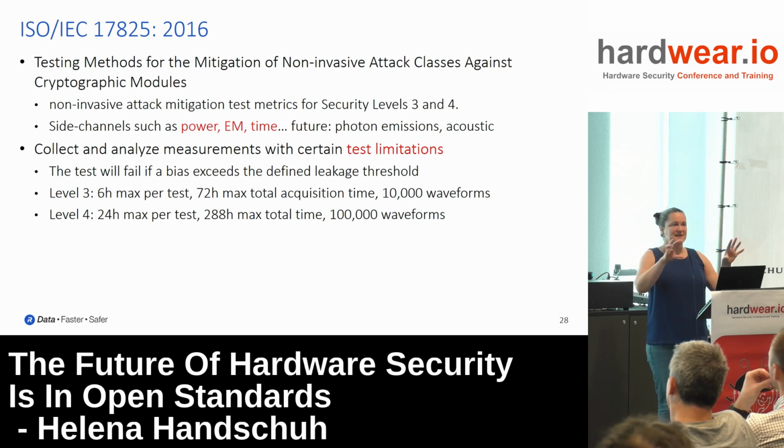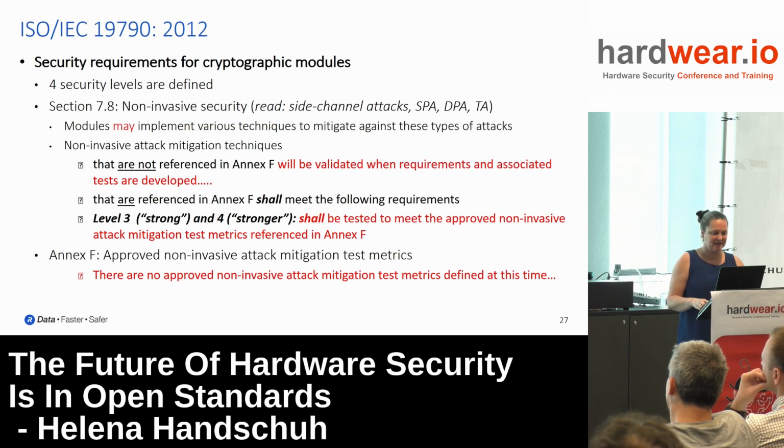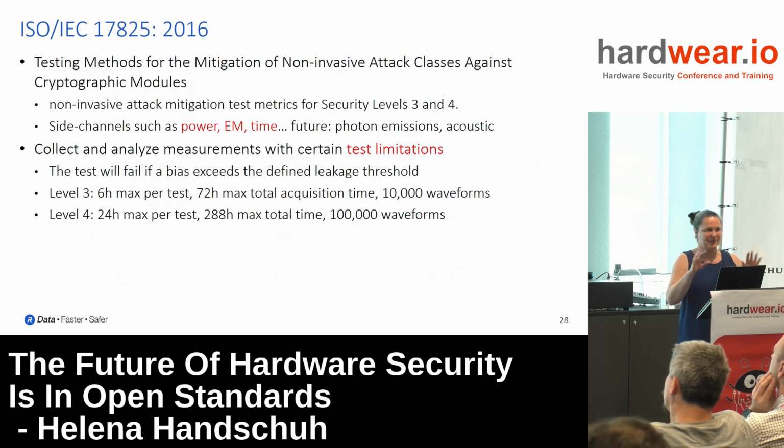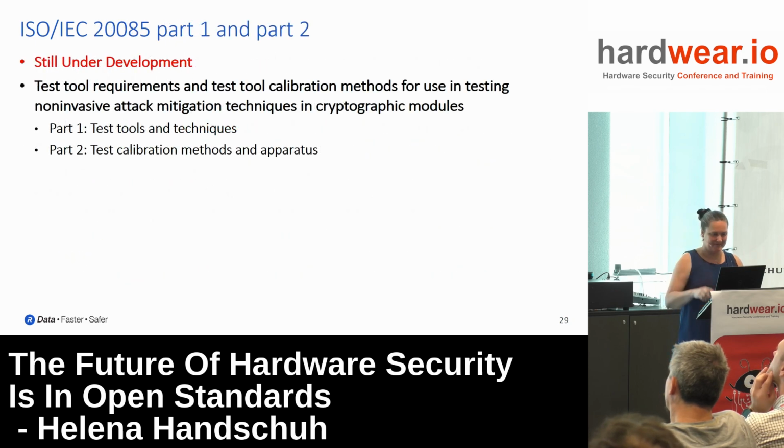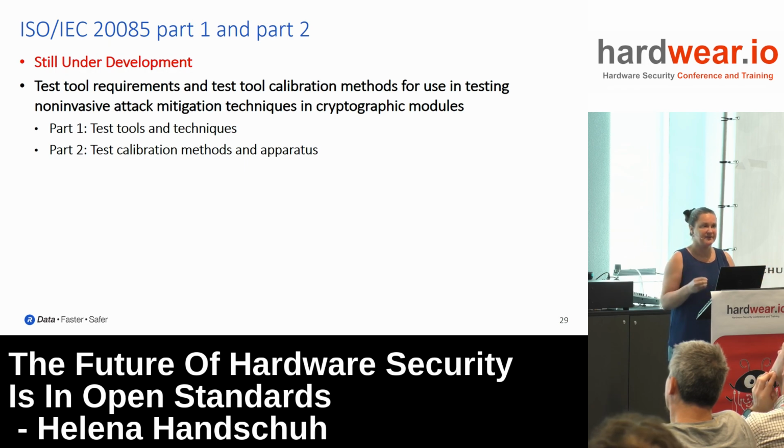So now you can see how the pieces of the puzzle start falling into place. You just have to link this one, 19790, to this one. So bear with me. Soon. All right, 2 more of these still under development. How do you now define requirements for your test tools? Because you have to measure things some way, and you also need to define test tool calibration methods. How do you calibrate all these things such that they will allow you to run the test that will show that your implementation is secure?